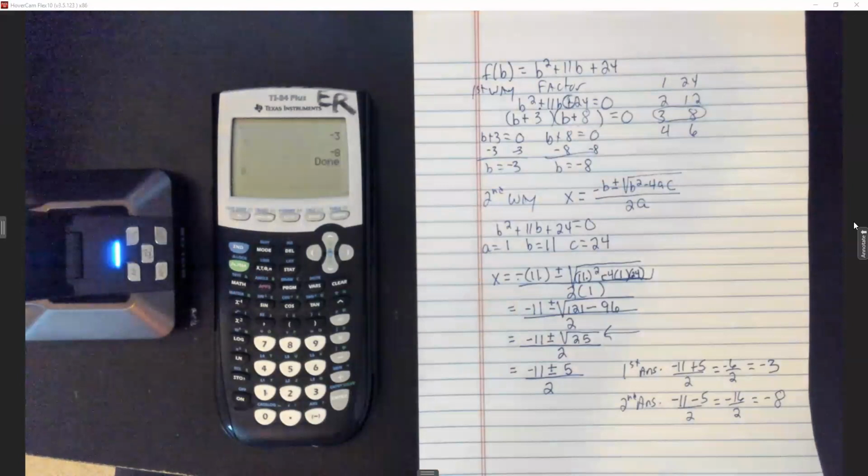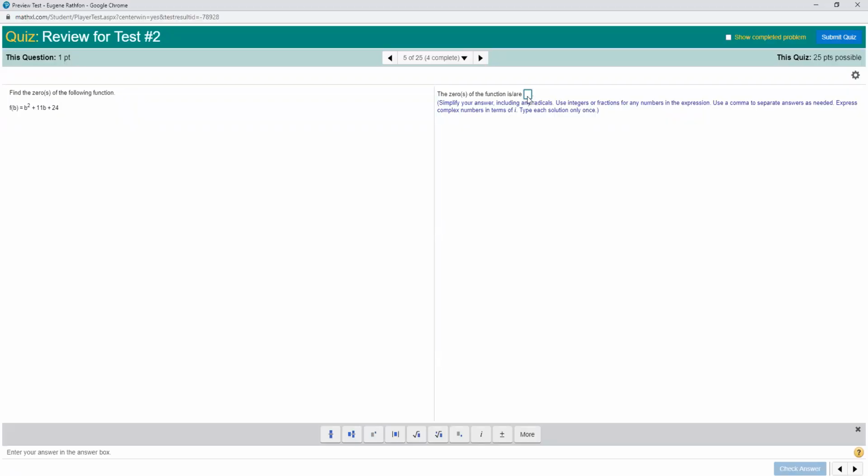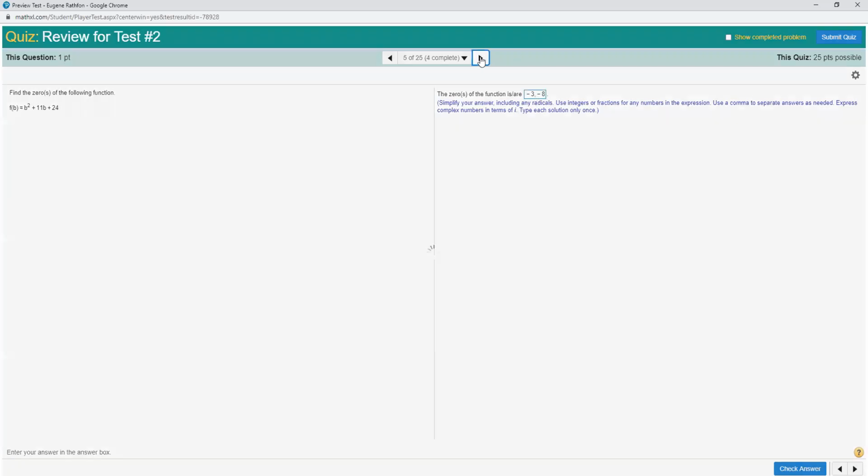So let me go back to the computer now. So we'll put, let's see, negative 3, comma, negative 8. So notice I didn't have to put the x equals or the b equals on that. I just had to put in that, okay? So then I would move to my next question.